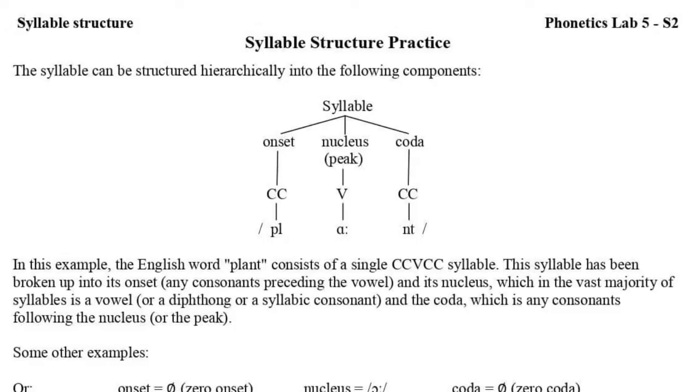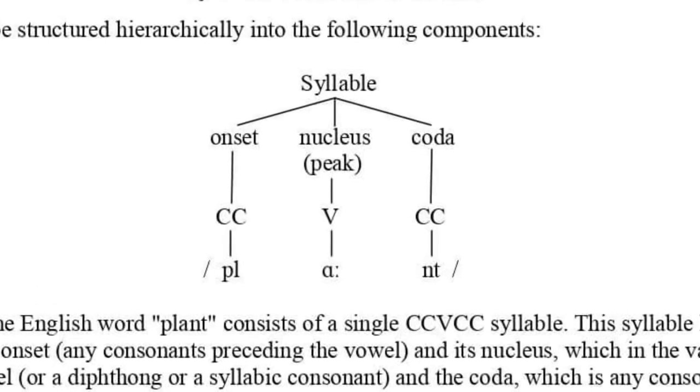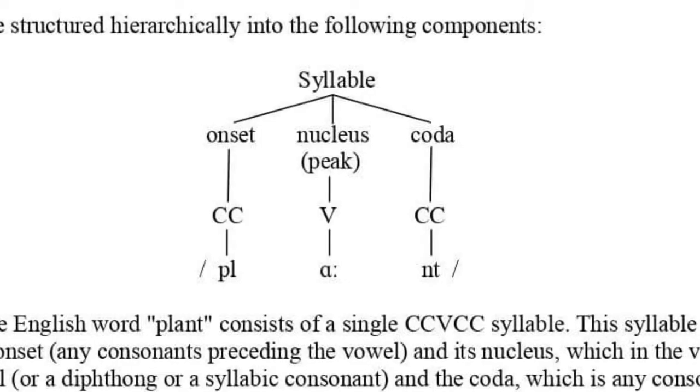In this lesson, we need to know how we name these elements. We call the vowel, which is the obligatory element, the nucleus, or we may call it the peak as well. We call the consonants which come before the nucleus or before the vowel the onset. We call the consonants which come after the nucleus or after the vowel the coda.